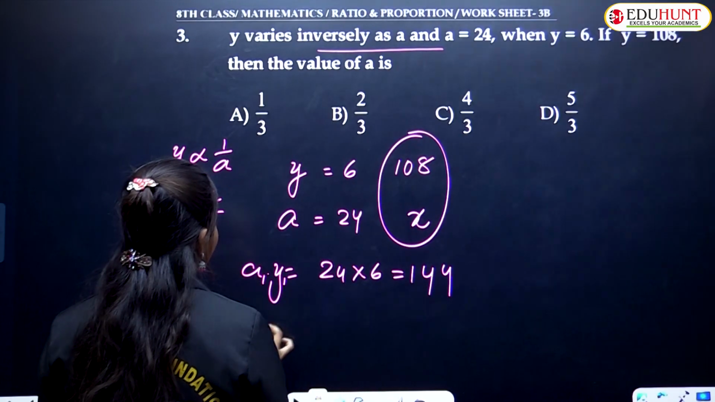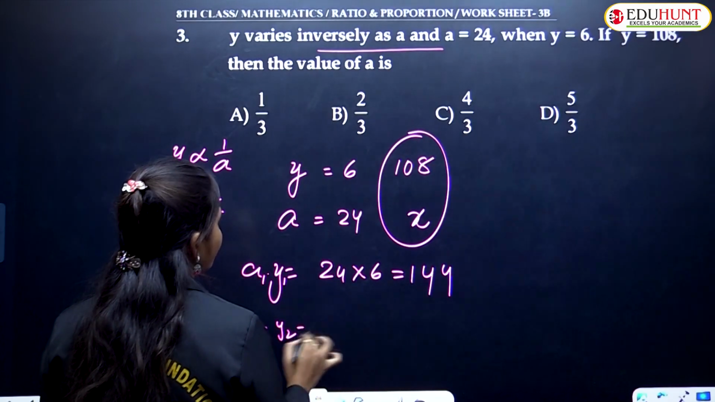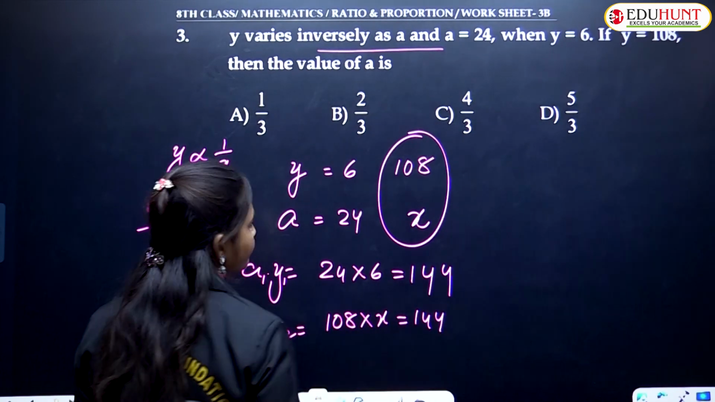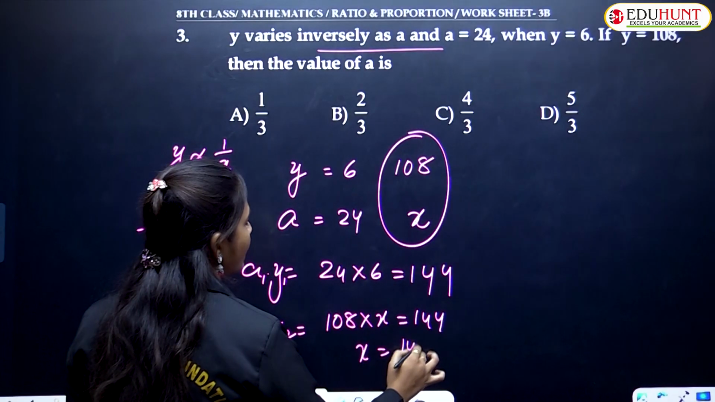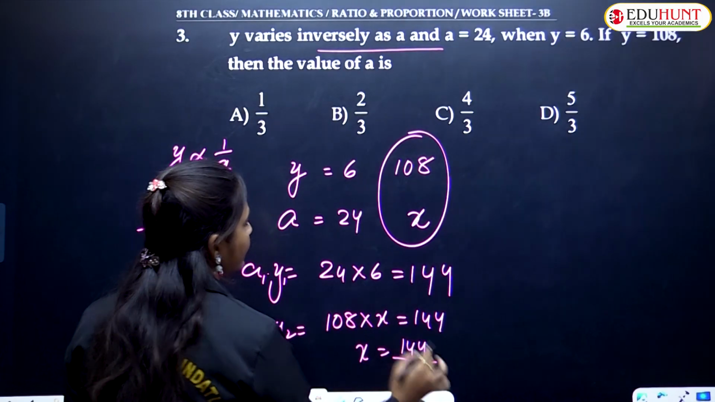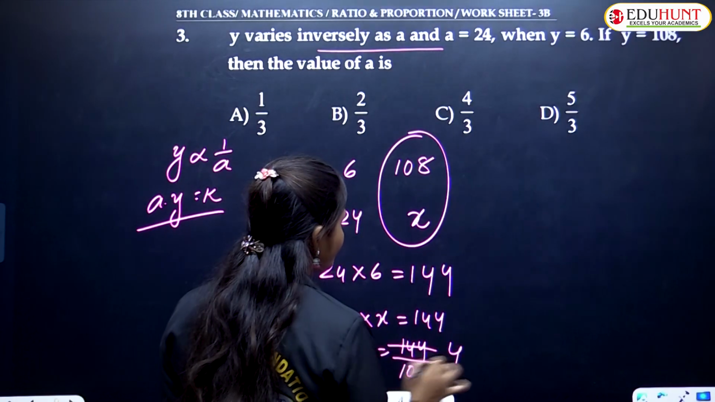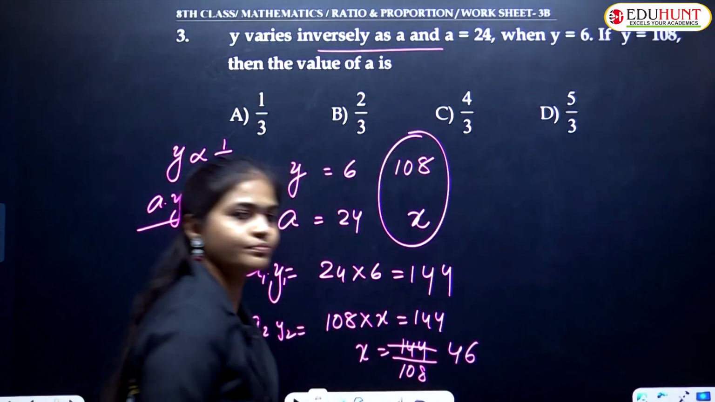So apply the same concept here. Now A1 y1 equals A2 y2, so 108 into x is equal to 144. Okay, so x is equal to 144 by 108. Understand? So cancel by 3. 3 4s is 12, 3 6s is 24.